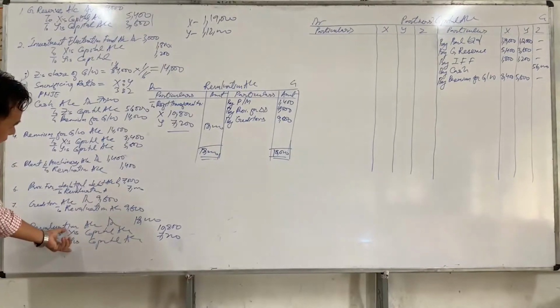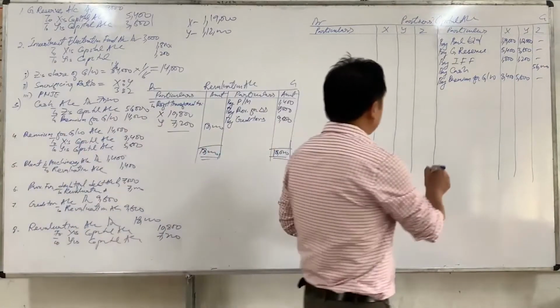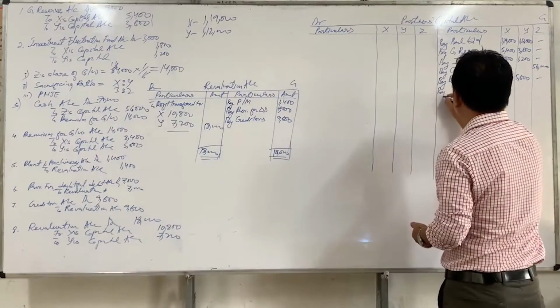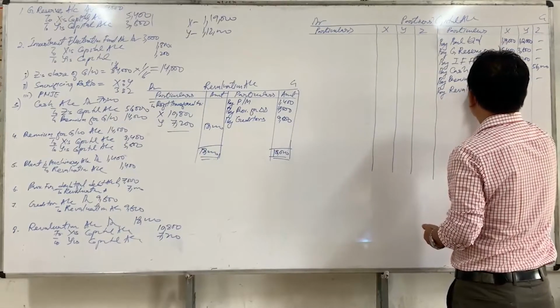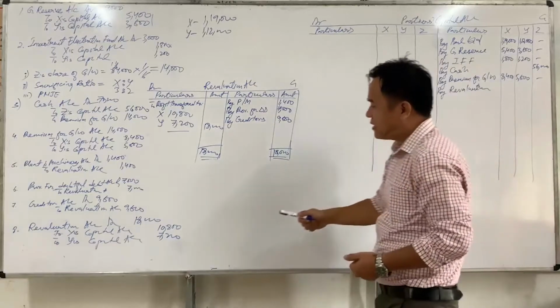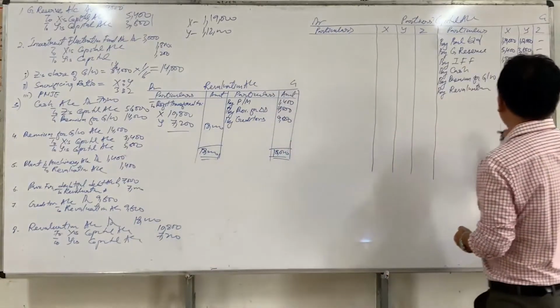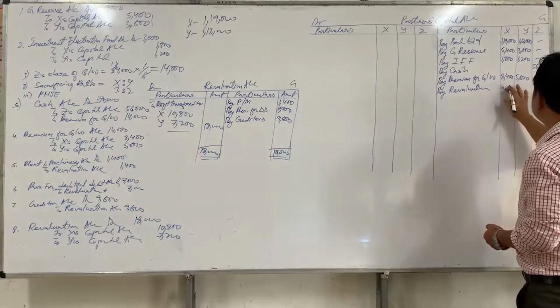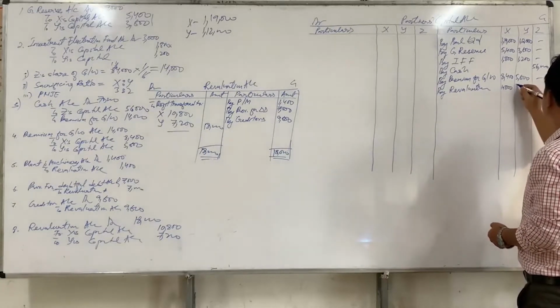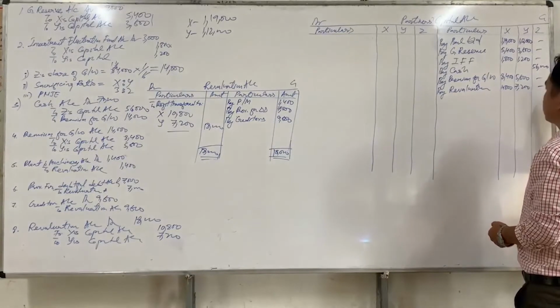So here again, X and Y's capital accounts are credited, so the credit part will be posted on the credit side. What do we write in the particulars column? Profit on revaluation. What is the profit? 10,800 and 7,200.